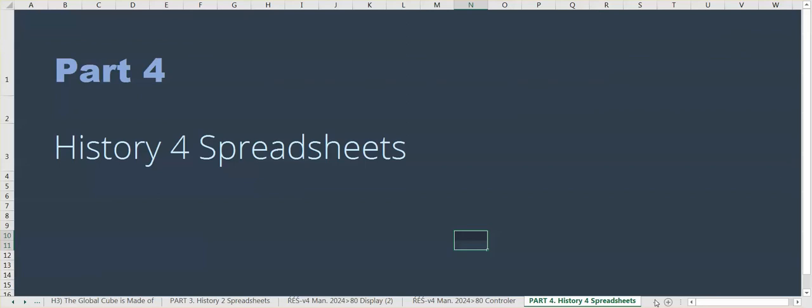That is video 25. angeltheory.org/video25. Okay, part four is history four spreadsheets, which are basically the same as history three, but slightly updated, ready for someone to work with me on it. Hopefully Kate Raworth and Steve Keen and Paul Collier, maybe. Yeah, that would be nice.